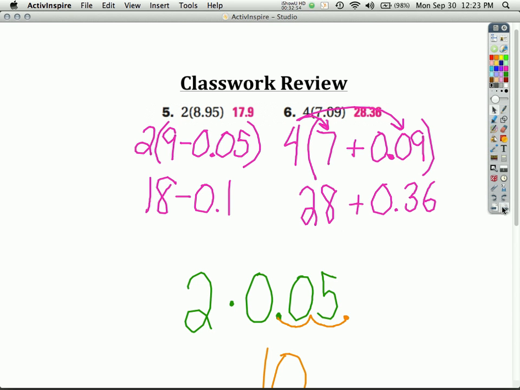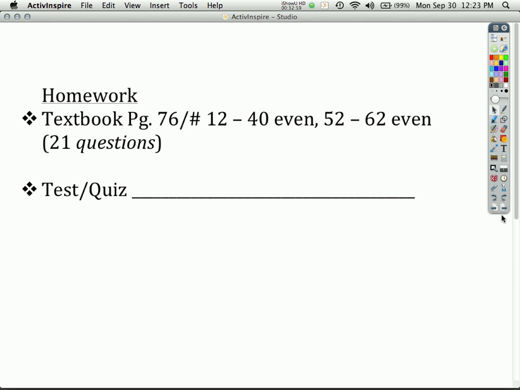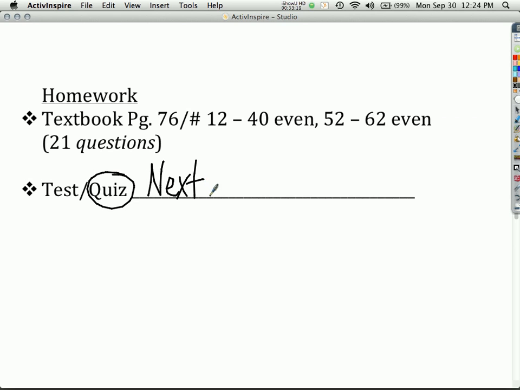All right, excellent. Draw a line across your paper. Your homework is in the textbook, page 76. You're going to do 12 through 40, the even questions only. You're doing 52 to 62, the even questions only. And let's see, today is 2.2. You will have a quiz next Monday, and that will be 2.1 to 2.3.